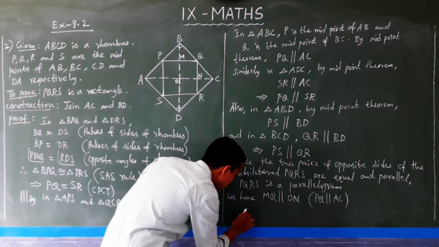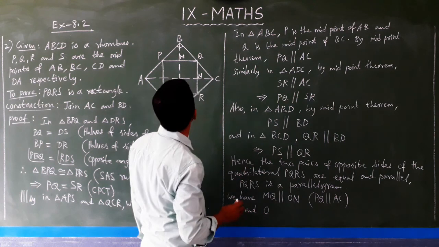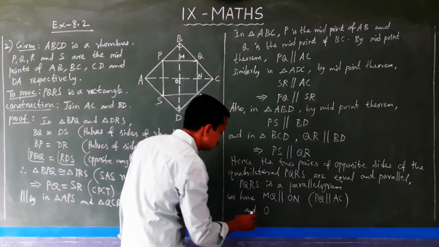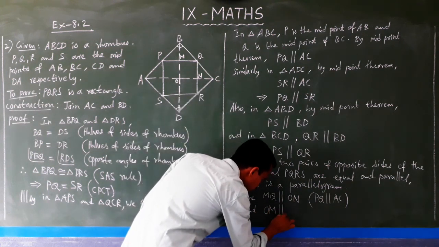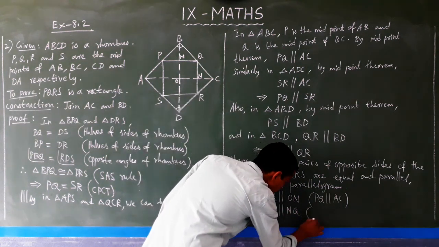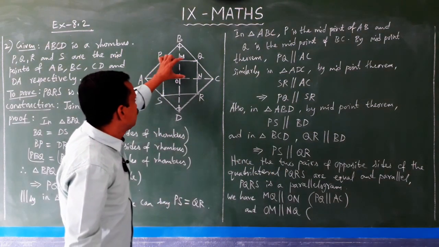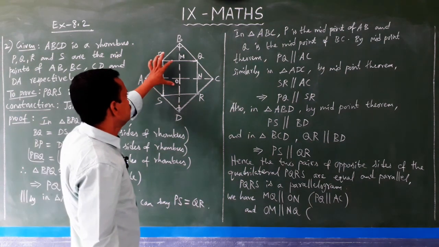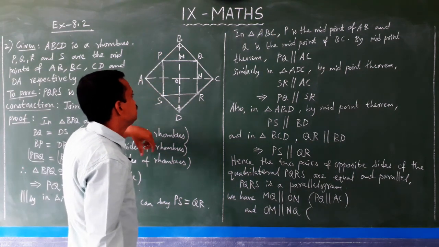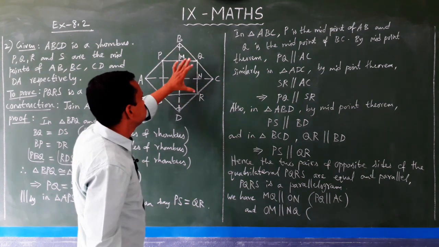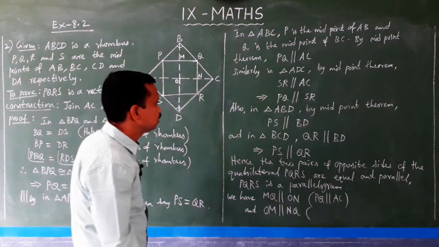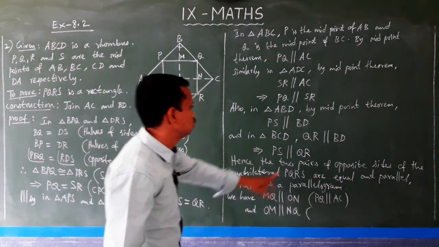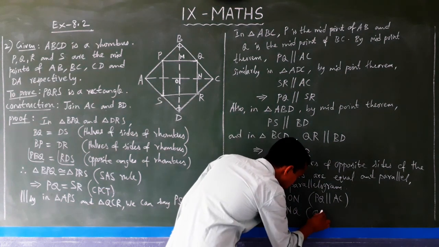OMNQ, like that. OM is parallel to NQ. You see, OM is here and NQ is here. So how can we say they are parallel? OM is in BD and NQ is in QR. So QR is parallel to BD. You see where we have proved it? QR is parallel to BD.